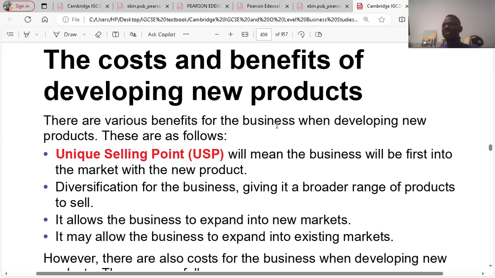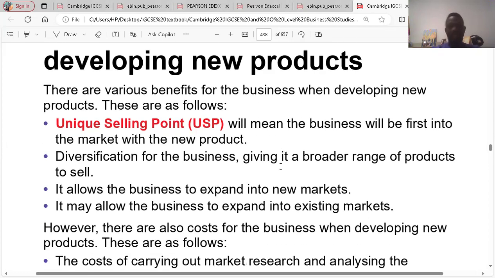So what are the advantages of product development? What are the benefits of it? And what are the costs of product development? So we start with the first one. Start with the benefits. Yeah, the benefit here.